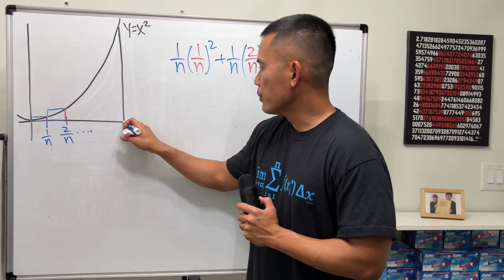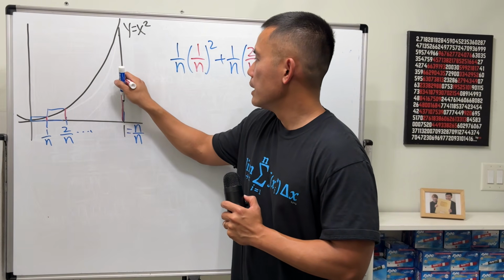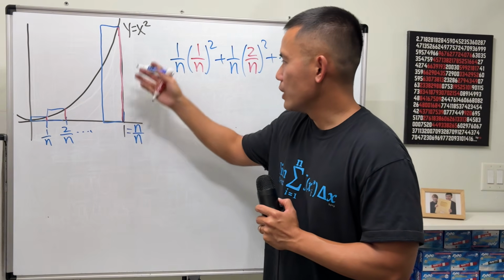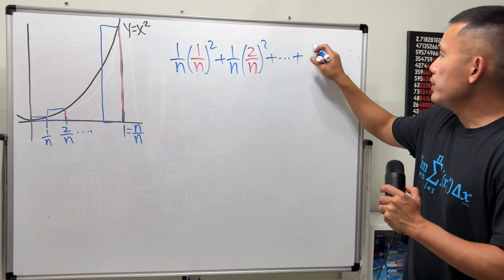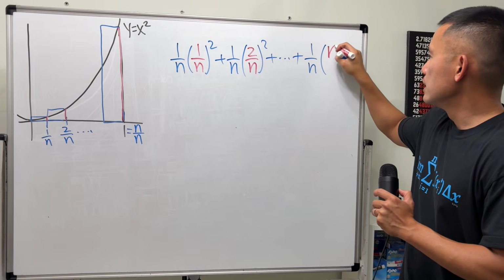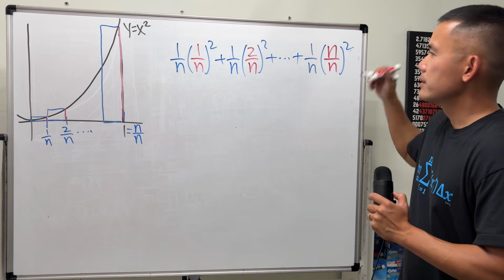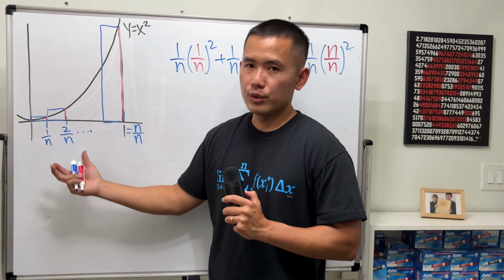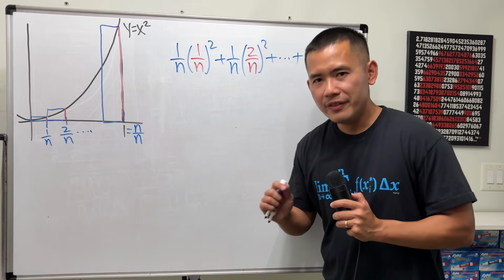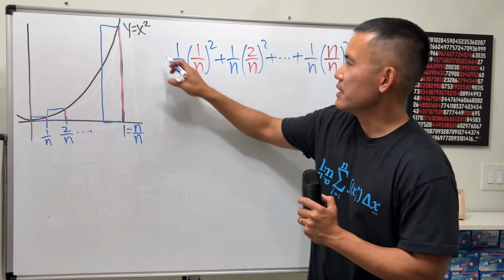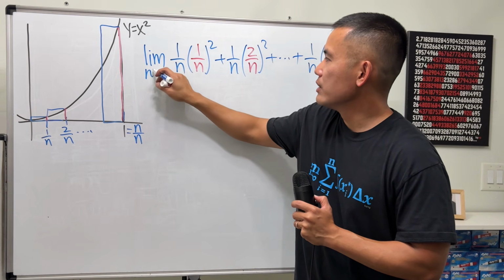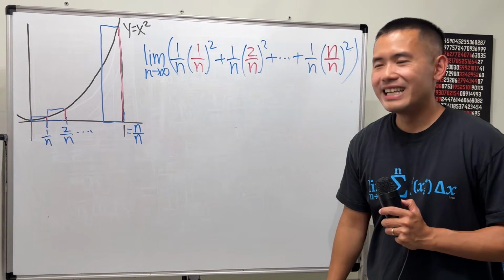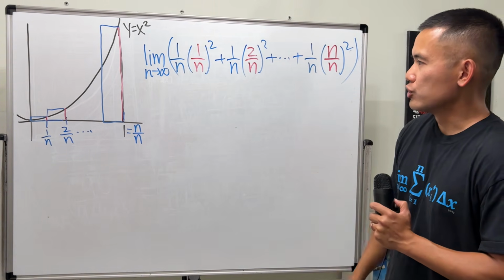Use this as the x value, go up, hit the curve, go to the left, and then come back down. We have the rectangle. The area is 1 over n times the y, which is n over n squared. This is the general formula when we have n many rectangles, equal width. Now, we want infinitely many. That is to take the limit as n goes to infinity. Very nice, huh?